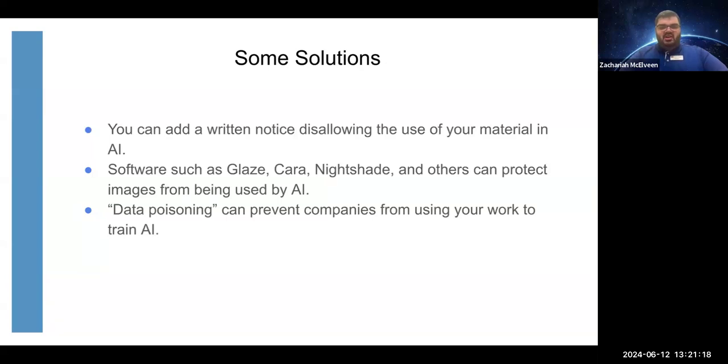Software such as Glaze, Nightshade, and others can protect images from being used by AI at all. It does something called data poisoning, and what it does is it prevents an AI from being able to read that information and use it for training. It's just like white noise, but it doesn't impact the quality of the image. To my understanding, most of this is for visual art. I don't think we have anything for writing yet, but that might be something that comes down the line as AI tools become more advanced. So these are things you can look out for if you want to protect images from being used in AI.